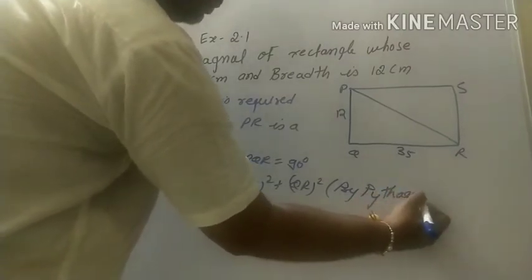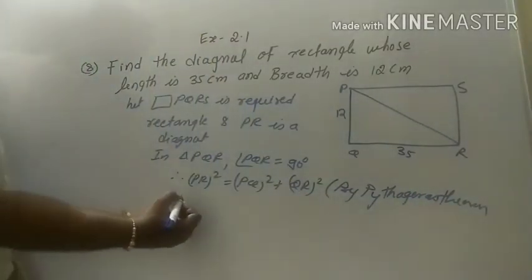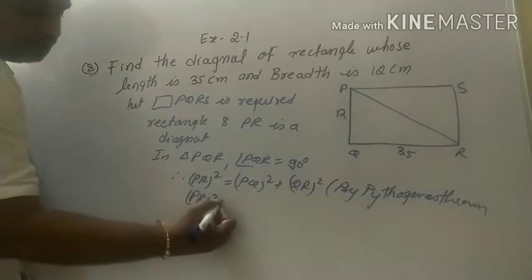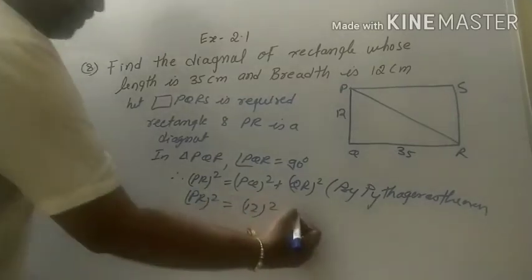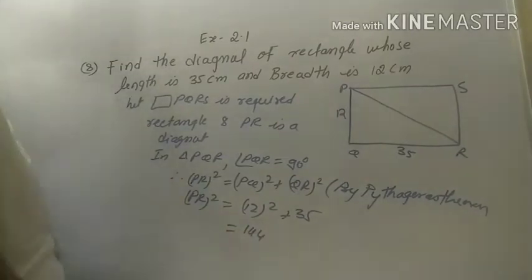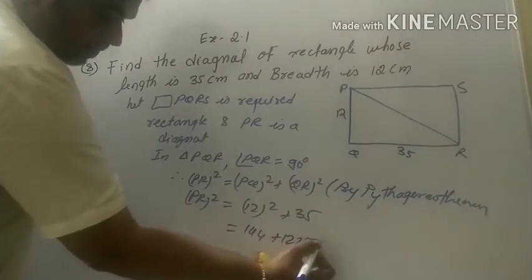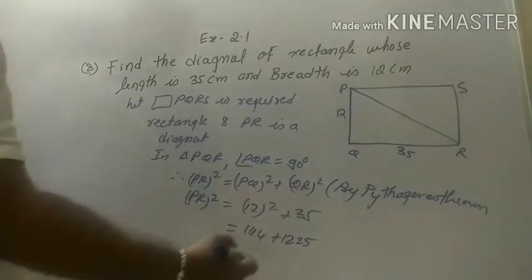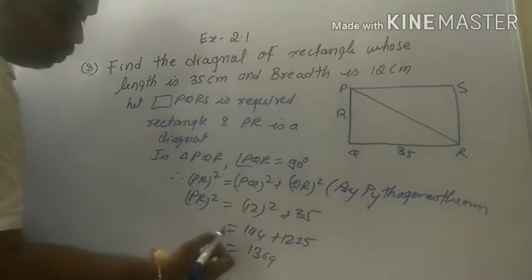By Pythagoras theorem, PR square is equal to PQ, which is 12, square plus QR, which is 35, square. The square of 12 is 144 and the square of 35 is 1225. 144 plus 1225 is 1369. PR square is equal to 1369.